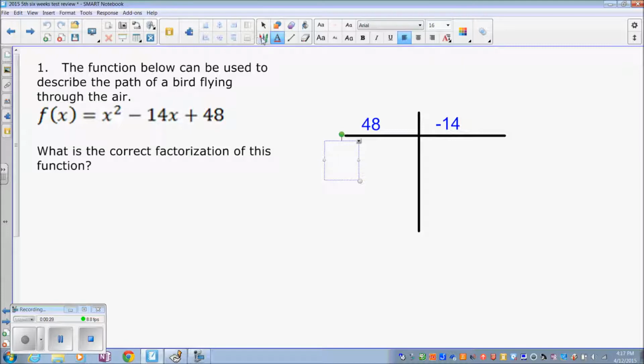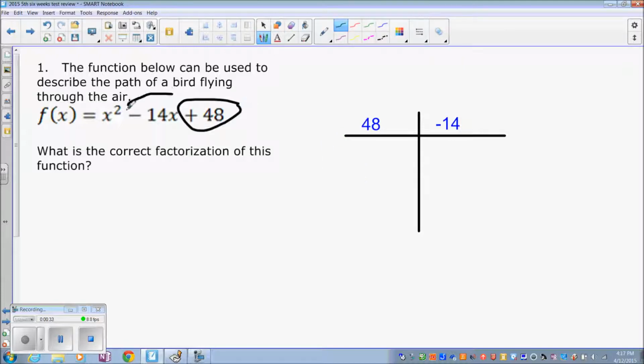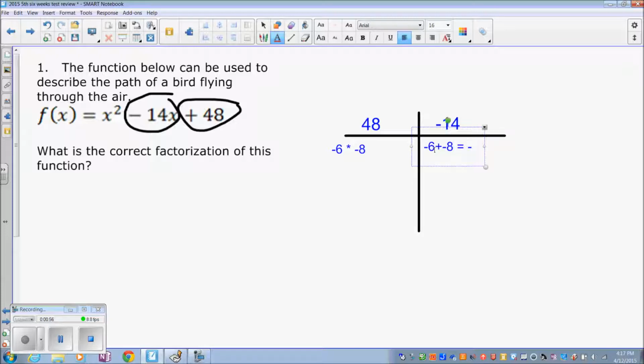And this right here is a positive number, but this one is a negative number. So that tells me both of my factors are going to have to be negative in order to add up to a negative number. So I'm looking at negative 6 and negative 8. Let's test it. If I do negative 6 plus negative 8, it should equal negative 14, and it looks like it does.